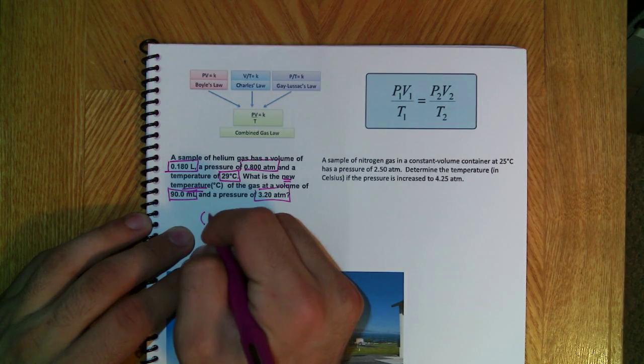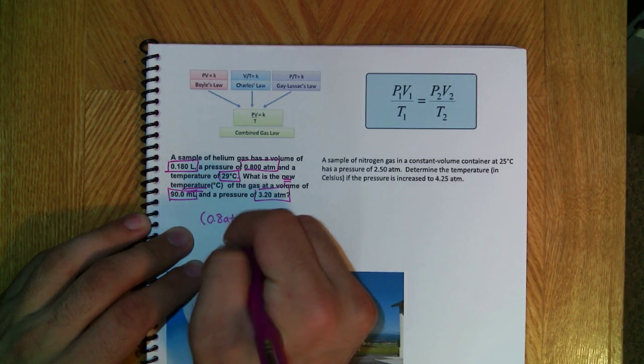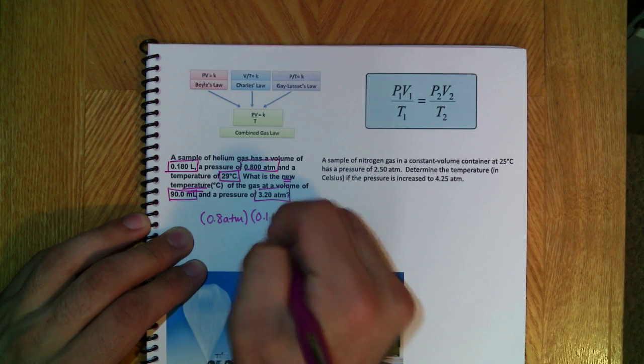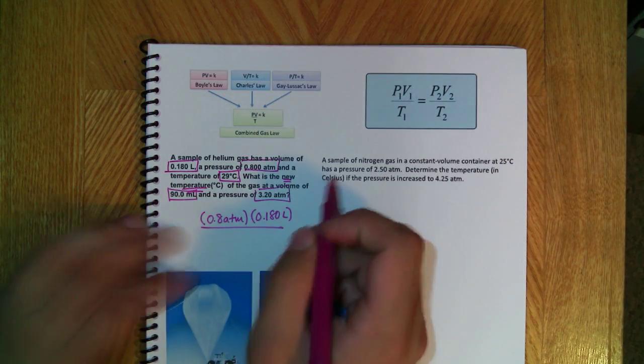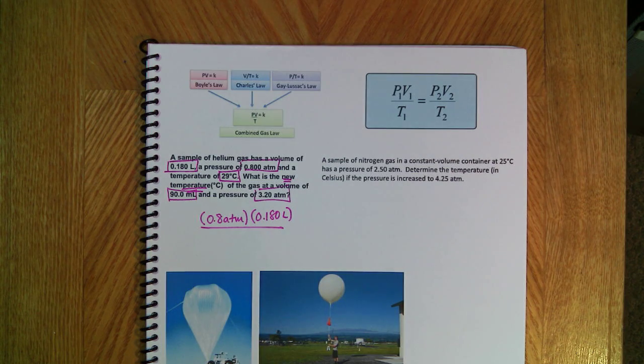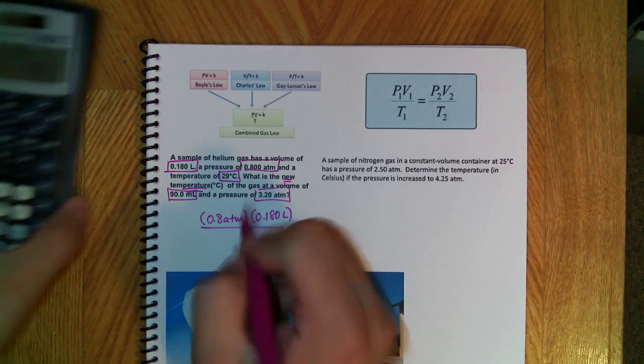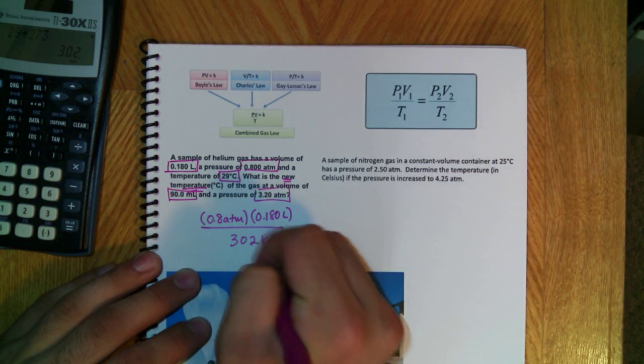The initial pressure is 0.8 atm. The initial volume is 0.18 liters. The initial temperature is 29 degrees, but again, it's Celsius. That throws up a red flag. Convert it to Kelvin, you get 302.